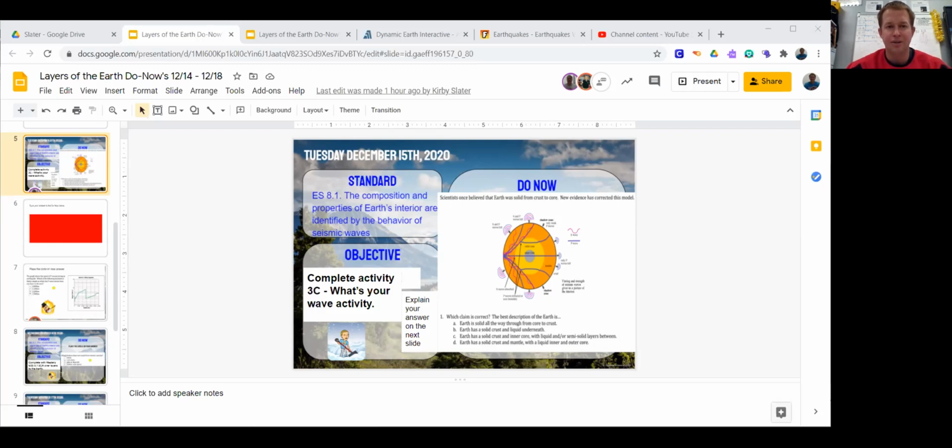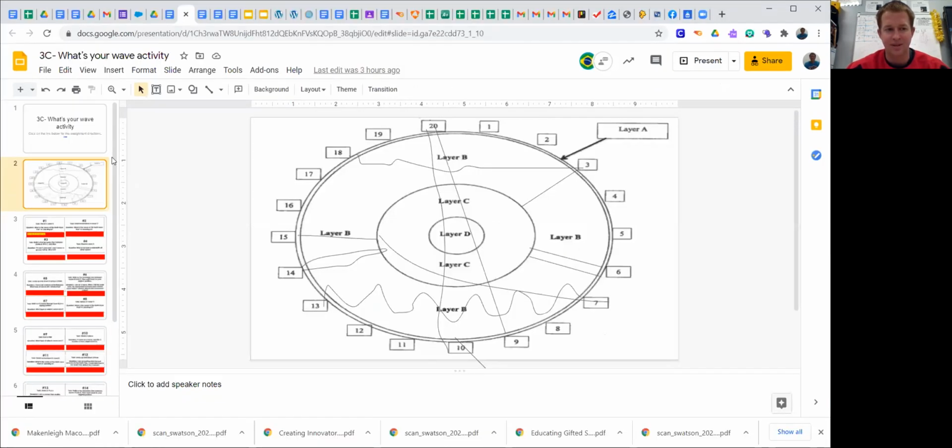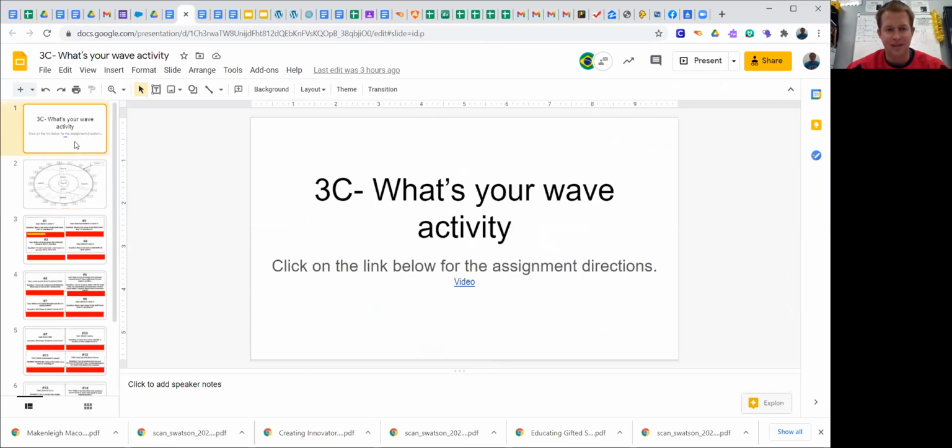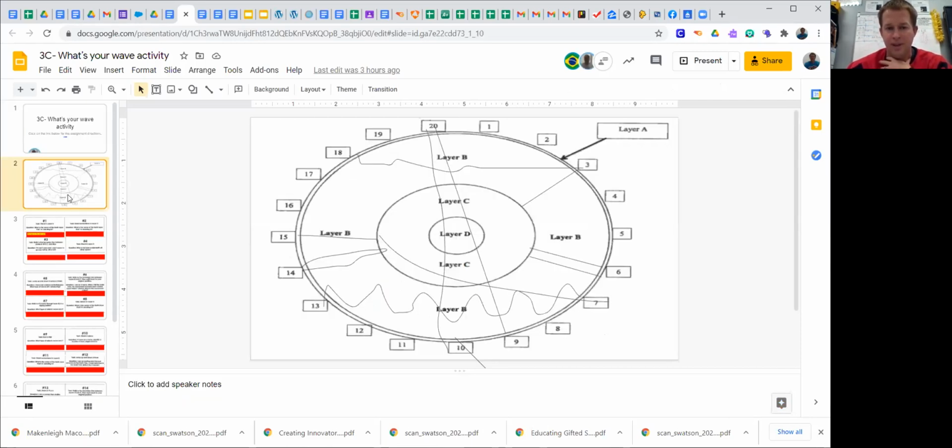So today, you are completing activity 3C, What's Your Wave? So this is what it's going to look like. The directions are on the first slide. There's a video there that you can watch, and we've explained the directions to you. And I'll go through the first one with you. This is the diagram that you need to look at. I kind of drew on there to show you what happens at the different layers.